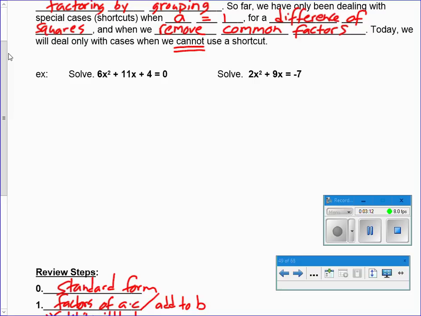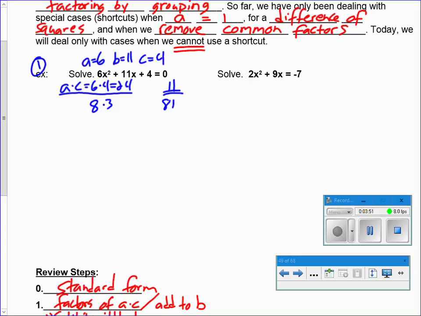So the first one, look at this one, it is already in standard form. So that first step is done for us. If we look, A is 6, B is 11, and C is 4. So we need to look for factors of AC. That's 6 times 4, which is 24. So factors of 24 that are going to add up to 11. When you think about two numbers that multiply to 24 and add up to 11, what's going to work here is 8 times 3, and 8 plus 3.